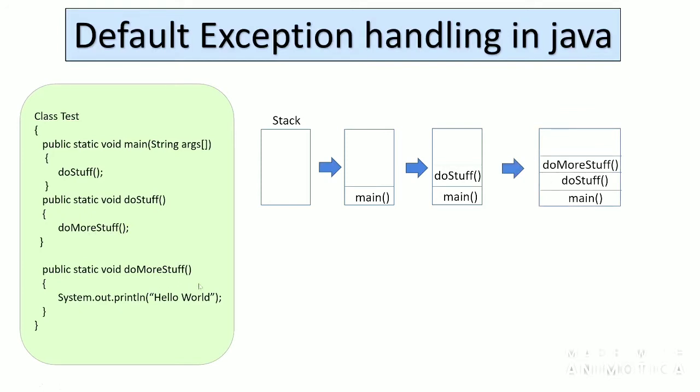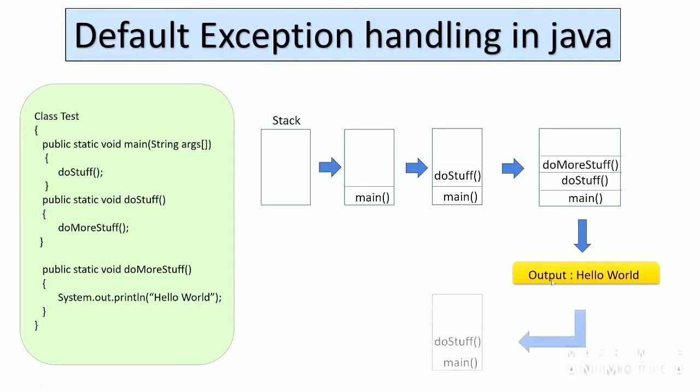Now in doMoreStuff, there is a statement, System.out.println("hello world"). So it only prints hello world to the console. So the output will be hello world. As there is no other statement in this method, the control passes to the caller and the corresponding entry of this method will be removed from the stack. Now the control comes to doStuff.